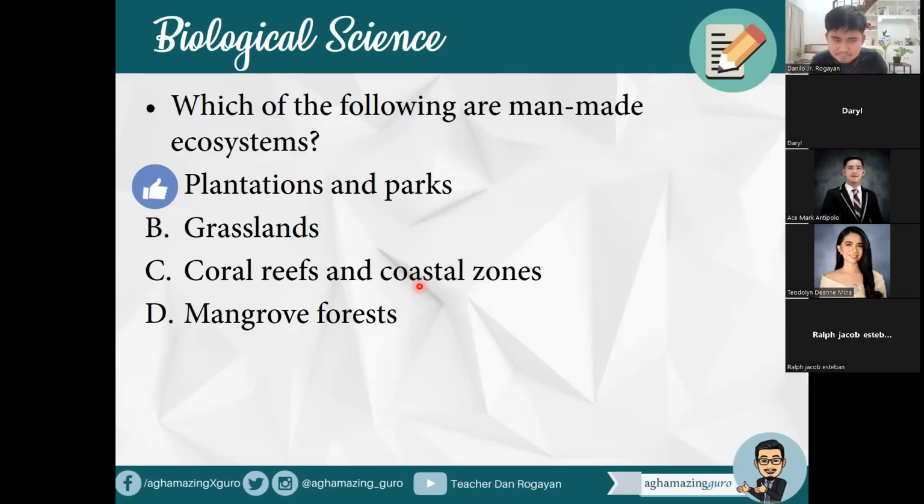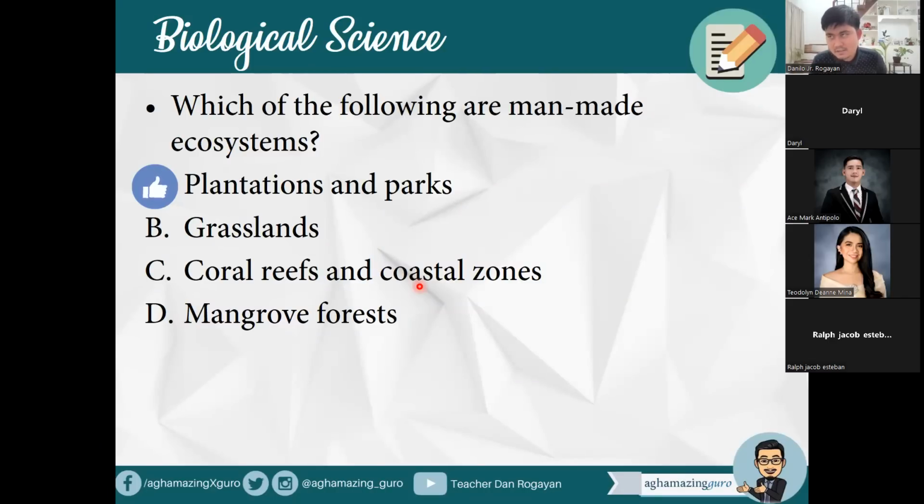Saan usually matatagpuan? Where can you usually locate or find mangrove forest? In the coastal zone or coastal area. So pag nakita sa board exam, tinanong saan madalas nakikita ang mangrove forest, ang isasagot coastal area, sa malapit sa dagat.